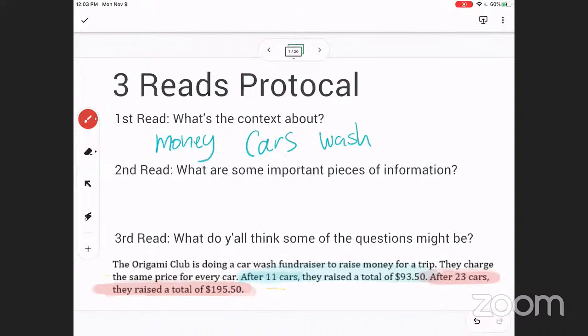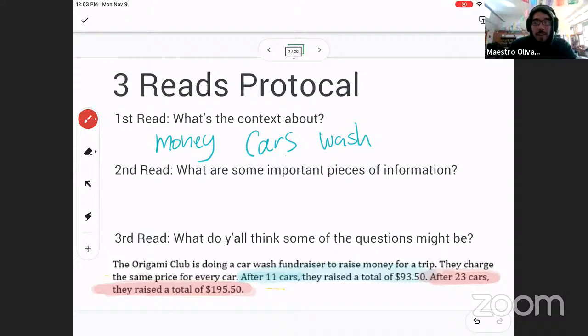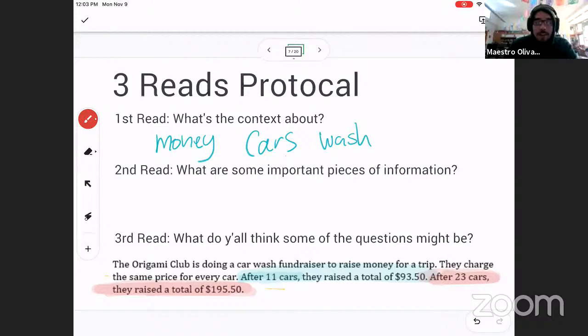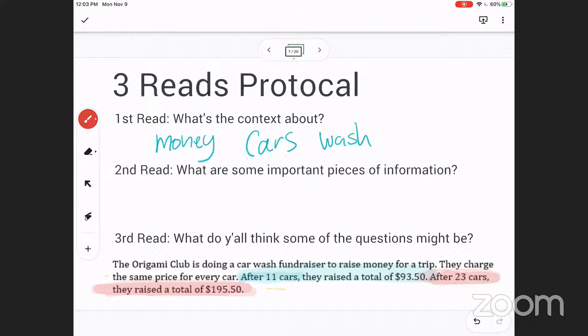So what I thought was, how much is it for one car? Cuánto vale por un carro? We know what they charge us for 11 carros, $93.50. So a question we could ask is, ¿cuánto cuesta por un carro? How much does it cost for one car? Has anybody figured it out?